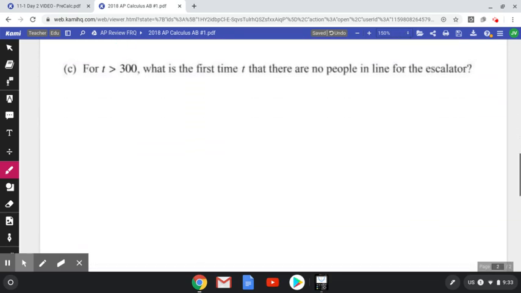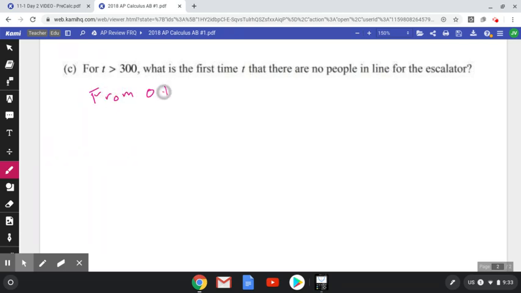Let's move on to part C. Part C is also actually a 2-pointer, or excuse me, it's a 1-pointer. So let's see if we can figure this one out. It says for t is greater than 300, what is the first time t that there are no people in line for the escalator? Okay, so let's see here.